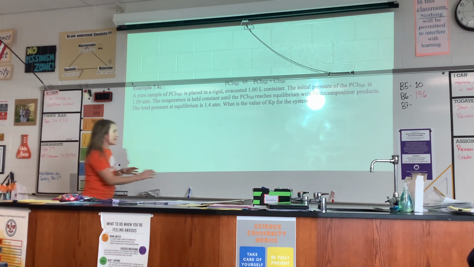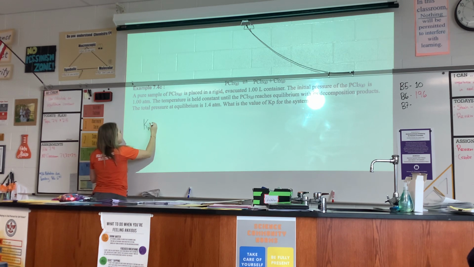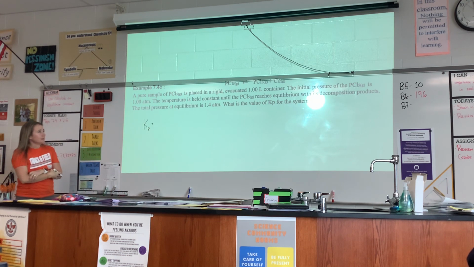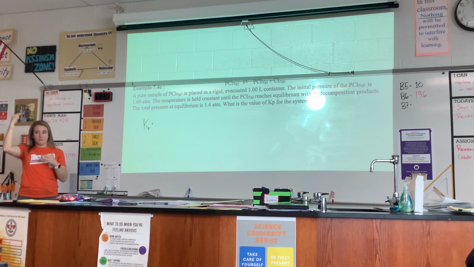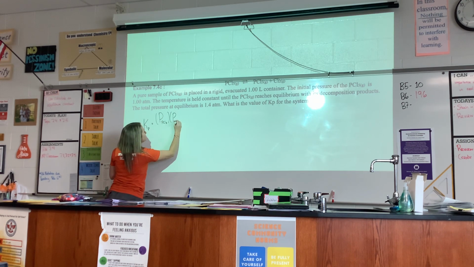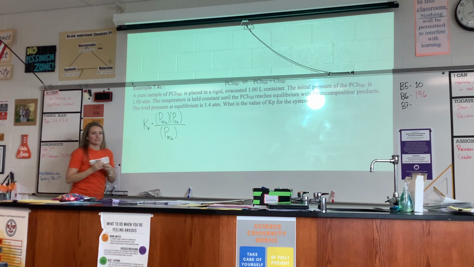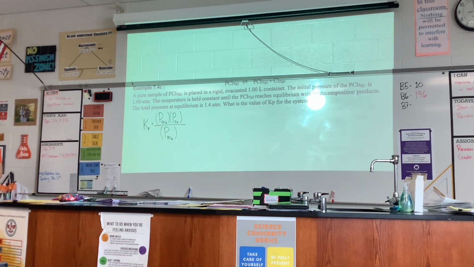So to start off, I'm going to write my expression because I know I'm finding Kp. That way I keep the end goal in mind. Kp is always products over reactants, so we're going to have the pressure of PCl3 times the pressure of Cl2 over the pressure of PCl5. Always good to start with your expression so you know where you're going, and you don't forget when you plug it in at the end to do products over reactants or vice versa.